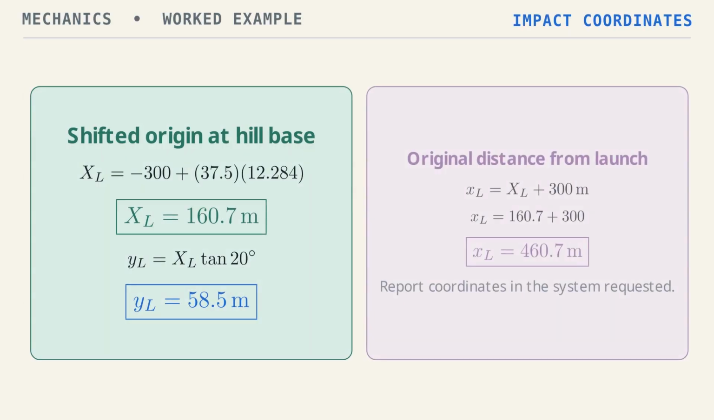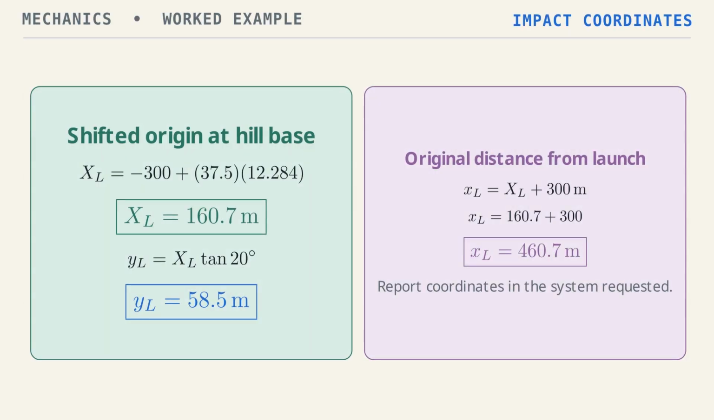Using 12.284 seconds gives xl equal to 160.7 meters from the base of the hill. The hill equation then gives yl equal to 58.5 meters. Our shifted origin simplified the algebra, but the requested horizontal coordinate is measured from the launch point. Add back the 300-meter shift to report xl equal to 460.7 meters, with yl equal to 58.5 meters.